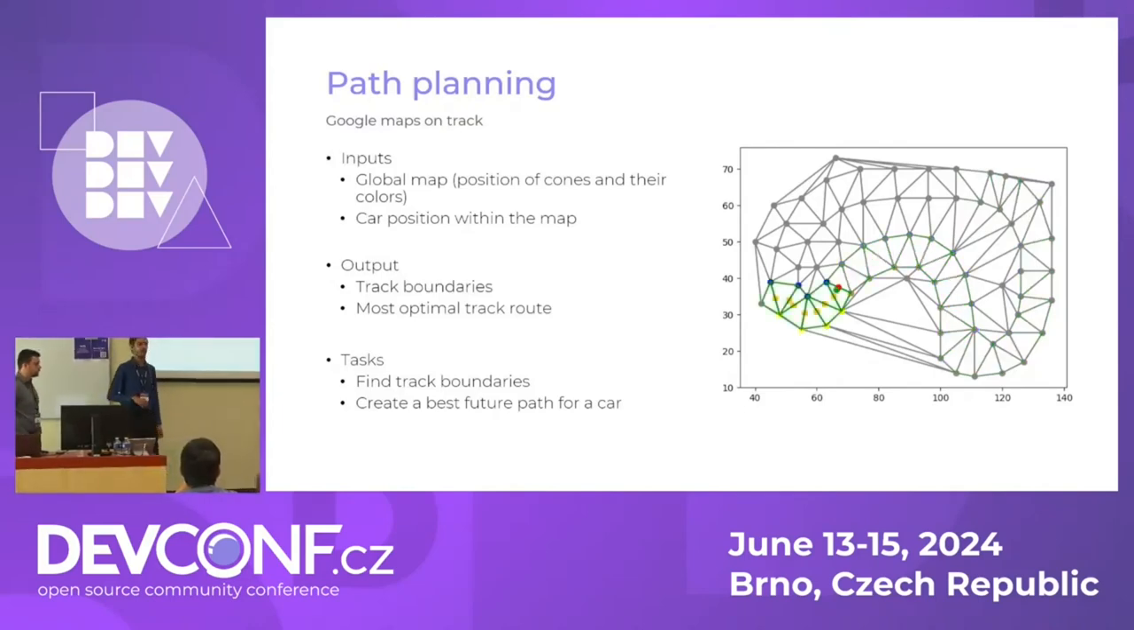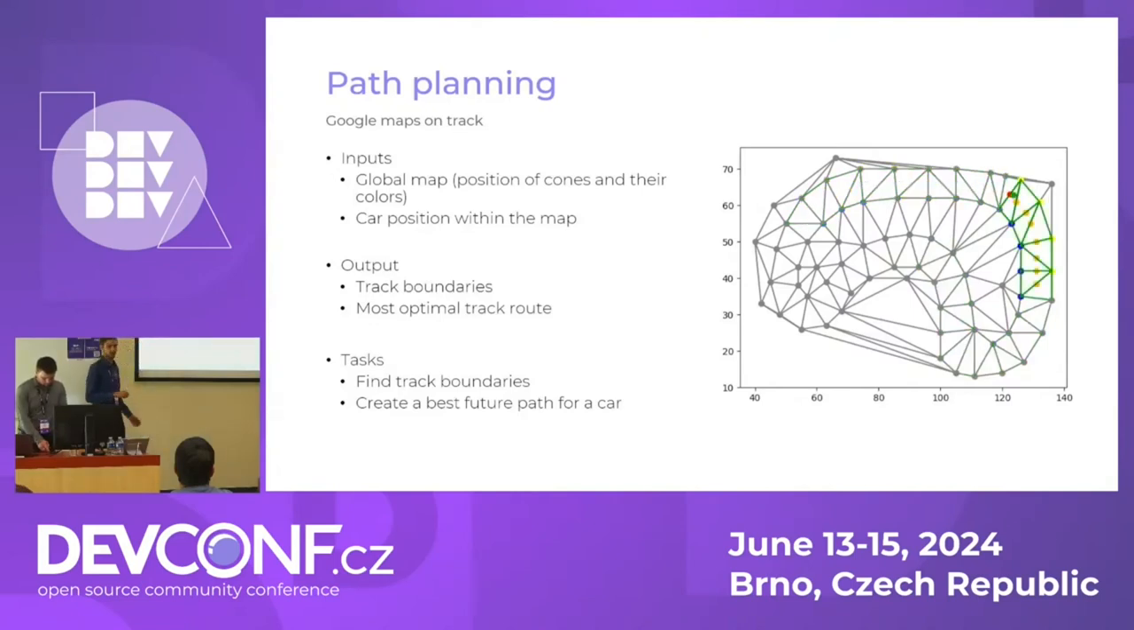Thank you, Juraj. So the next step is path planning. The main task of path planning is to calculate the path which the vehicle should take around the track, as you can see on this animation. The main inputs are the global map, so it is the position of all cones that were detected, and the car position on the map. And the output is the most optimal path around the track.